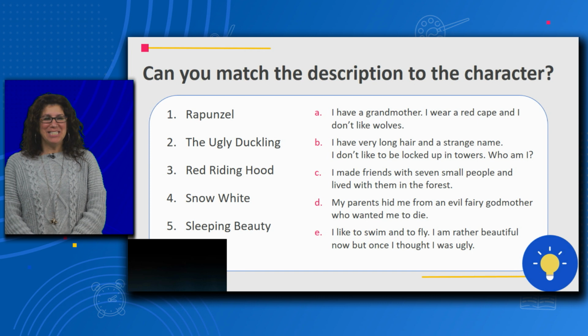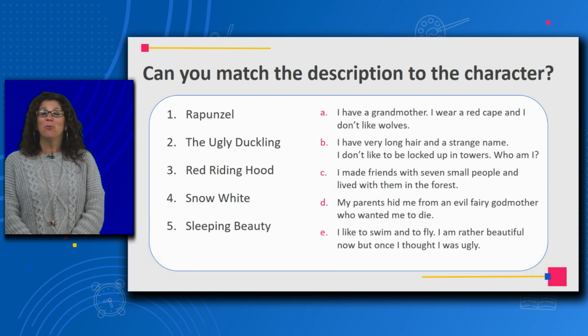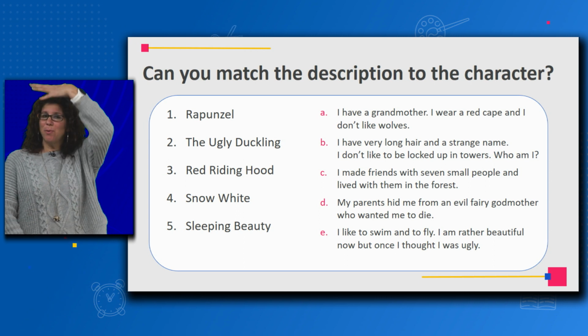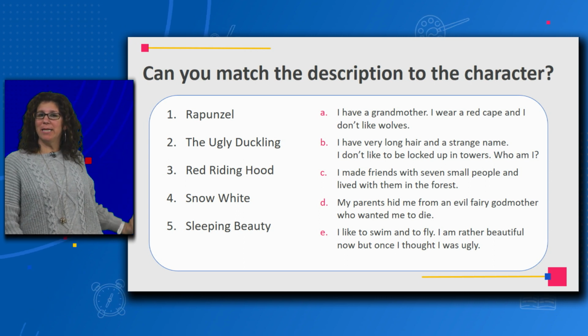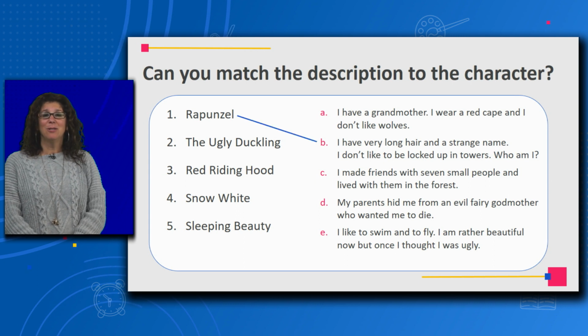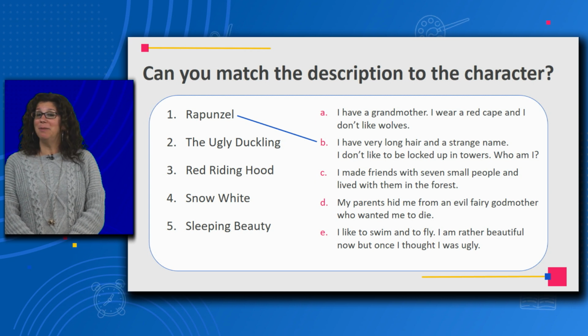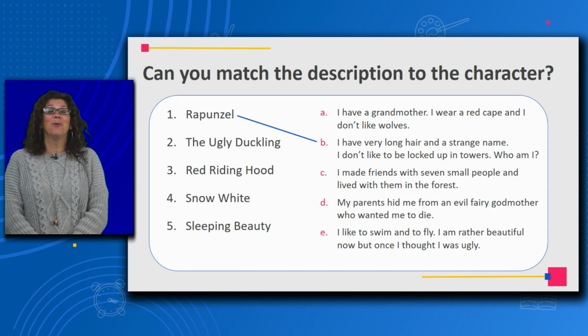Okay, let's check our answers. Let's look at the first one. Rapunzel. Rapunzel is the one with the really long braid that sat in the tower, and they had to climb up and get her. So that would be B. I have very long hair and a strange name. I don't like to be locked up in towers. Who am I? The next one, The Ugly Duckling.